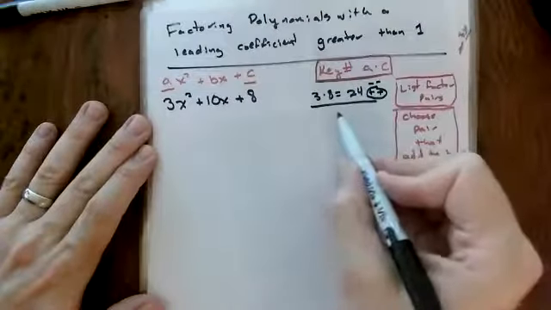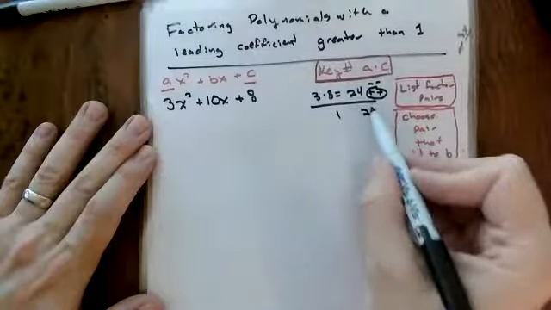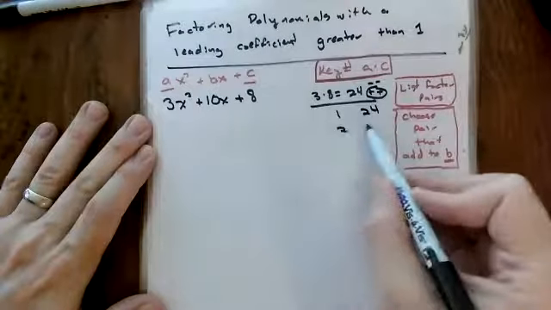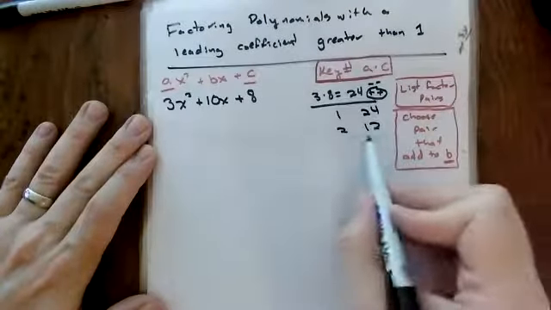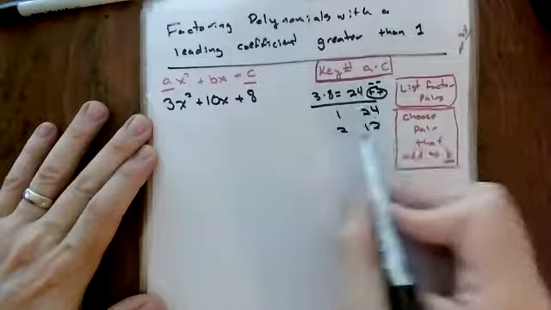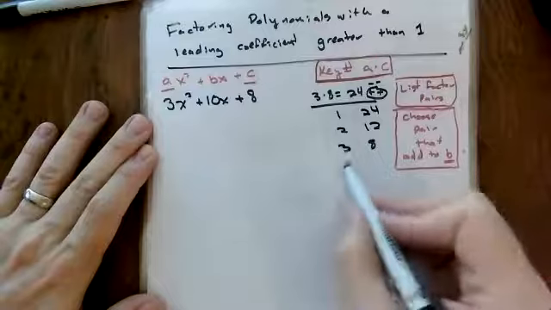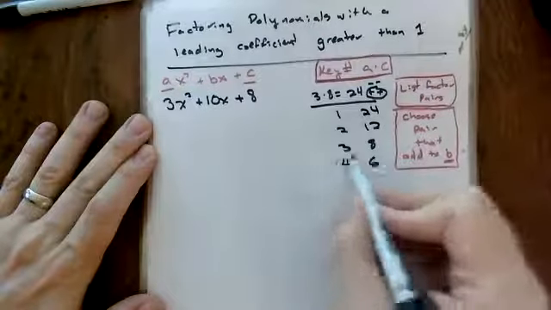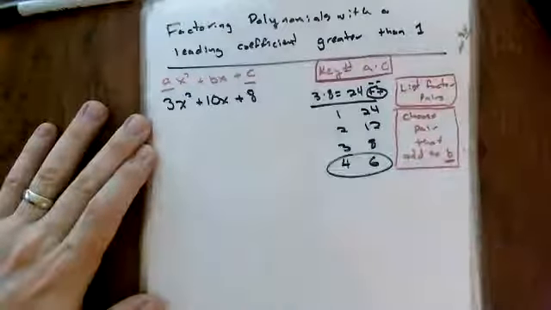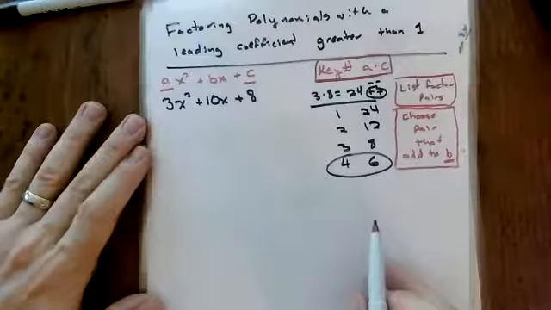So I'll go through 1 and 24. Nope. 2 and 12. Nope. This would work if this were negative. I could do that, but that's not going to be it. 3 and 8 would add up to be 11. Or 4 times 6. Hey, there we go. There we have it.